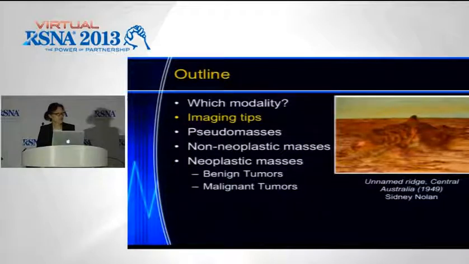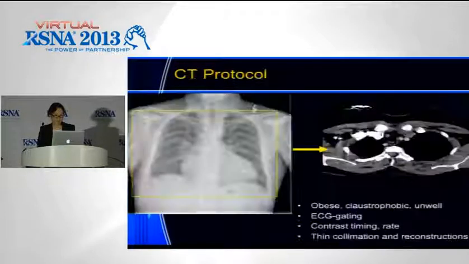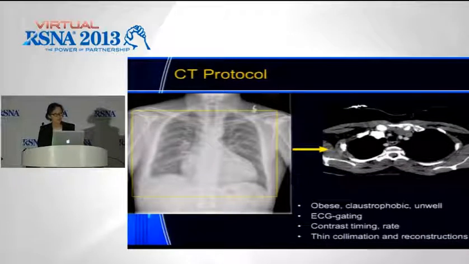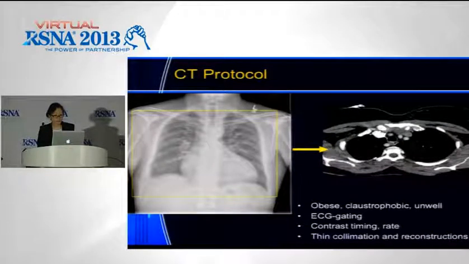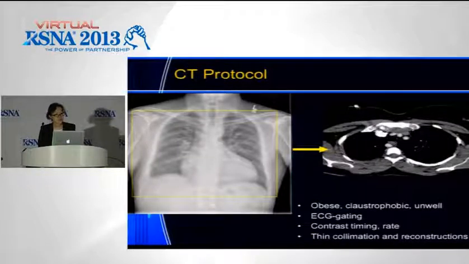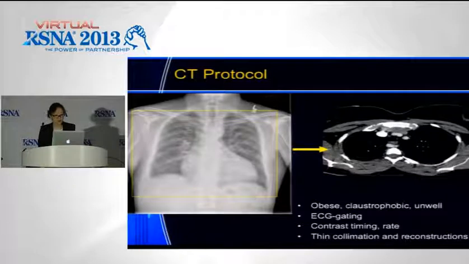So let's talk now a little bit about performing the imaging. For CT, generally we're going to do a full chest coverage, and that's important particularly if we're concerned about malignancy at all. And CT is a good option to consider in the obese patient, somebody who's claustrophobic, or somebody who's unwell and unable to lie still for too long.